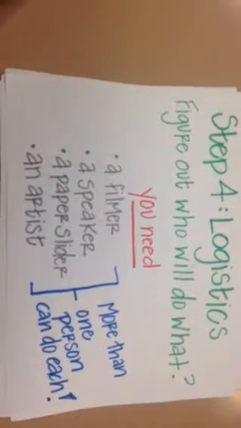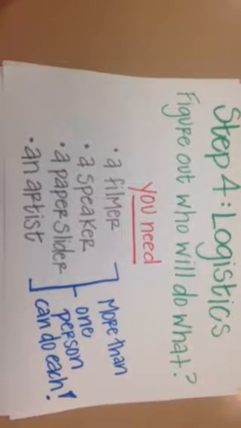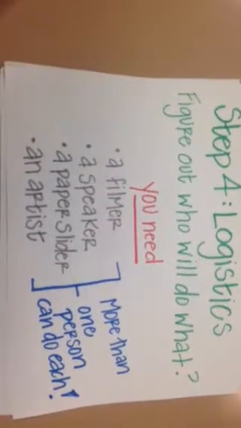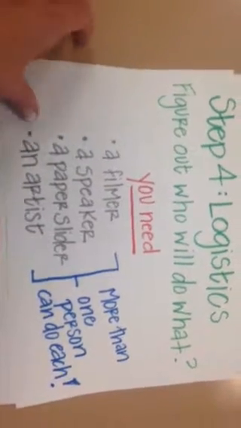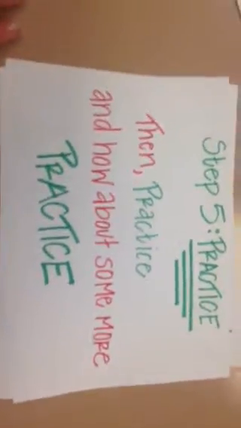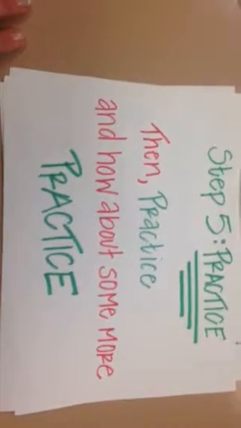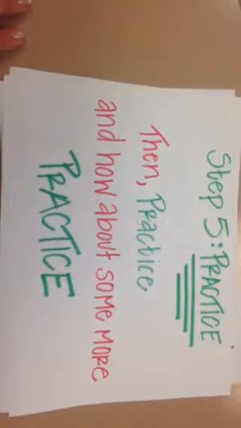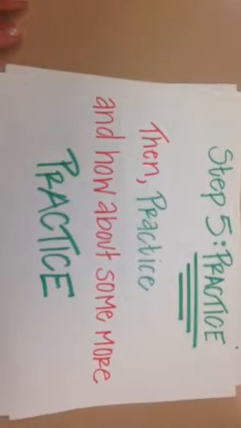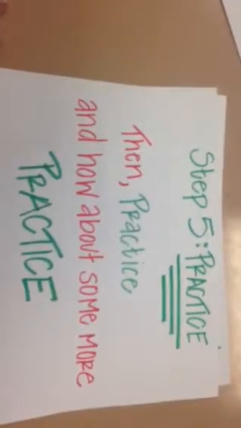So again, you're going to need someone who will film, who will be the paper slider, and then you can take turns speaking and you can all be the artist. But your group needs to decide who will be doing what. When you have all your paper slides completed of all the information from your region of the colonies, you're going to practice. Practice, practice, practice. Then you're going to practice some more.